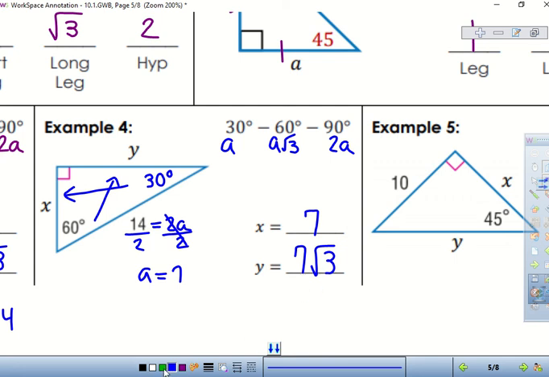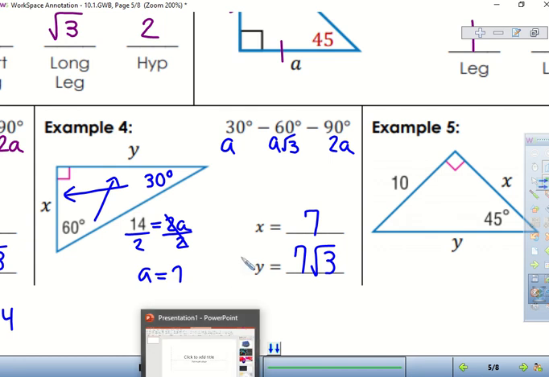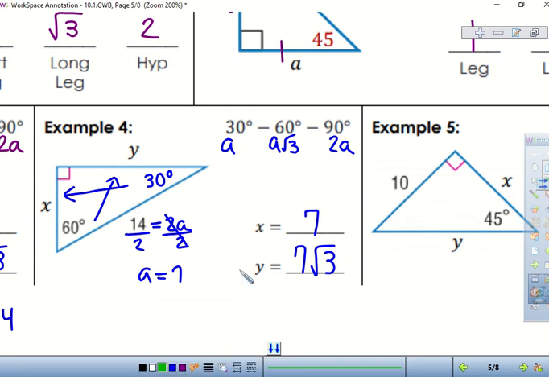So how is y 7 radical 3? Since it's opposite of 60? Yes. So once you find the side opposite 30, which we found to be 7, you're good with that part, right? The one opposite 60 is always whatever the side opposite 30 is, times the radical 3.